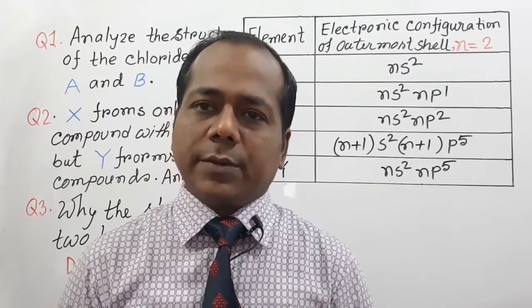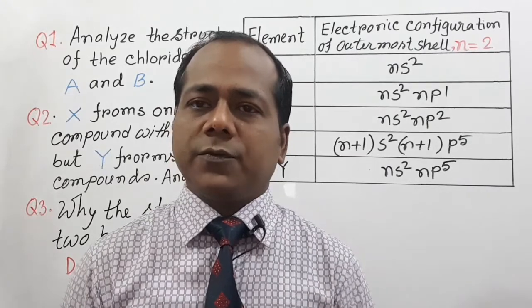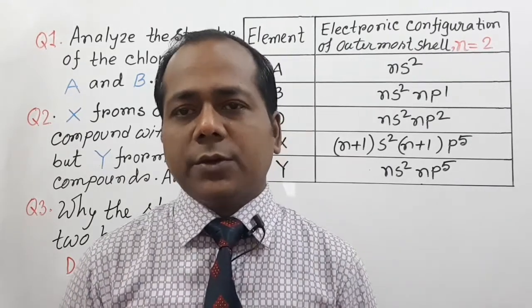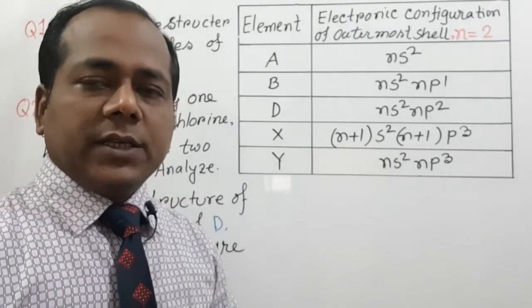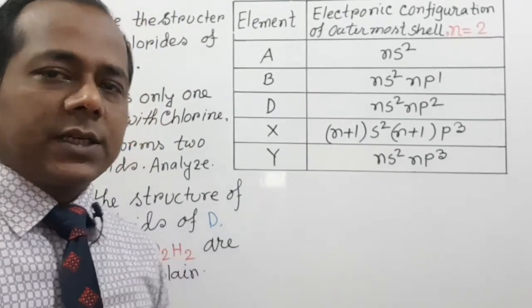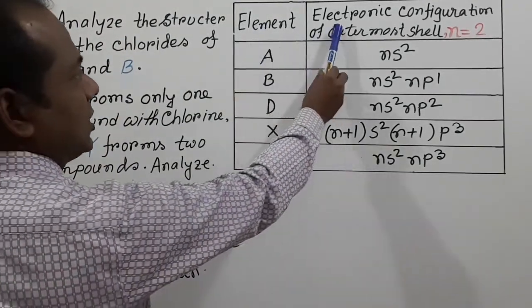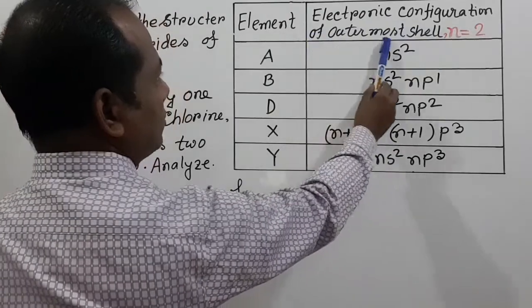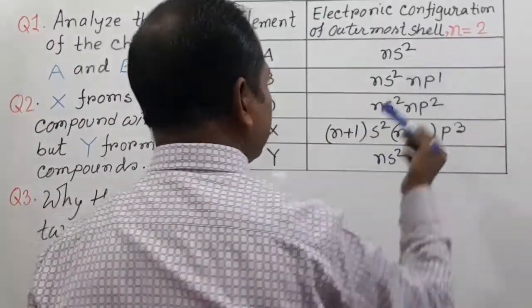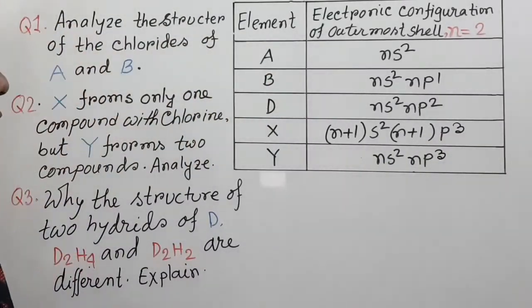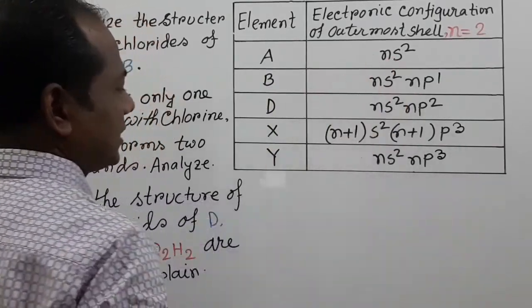Today, we discuss some important creative questions from Chemistry First Paper, Chapter 3, Periodic Properties and Chemical Bonds. My dear students, here is our first stem: the elements and the electronic configuration of the outermost shell where n equals 2. So our first element is A, with electronic configuration ns2.